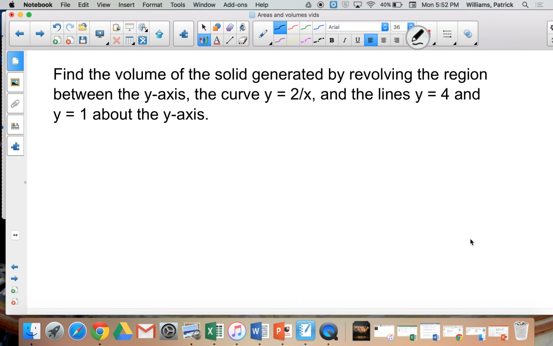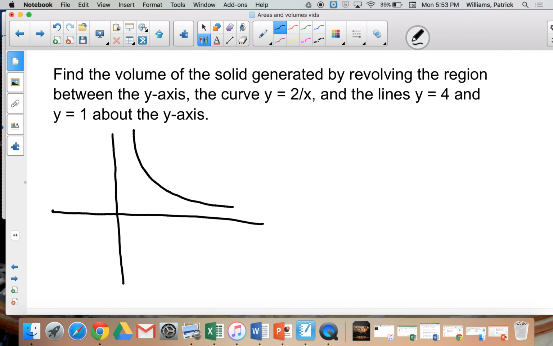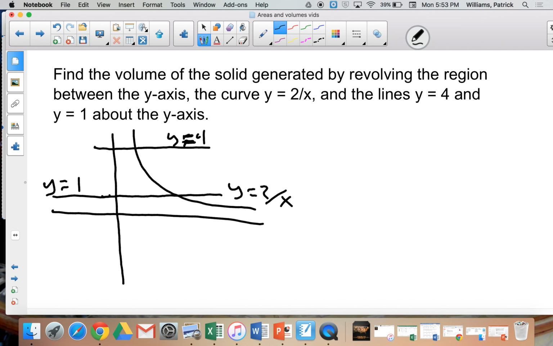Okay, so if you've given this one a try, one thing you might notice is if you graph 2 over x, it looks something like this. So that's y is 2 over x. And it says it's bounded between the lines y equals 4 and y equals 1. So y equals 4 is right there. Every time I write that, it looks like a less than sign. Something's being funky with the smartboard here. And this is the line y is equal to 1.